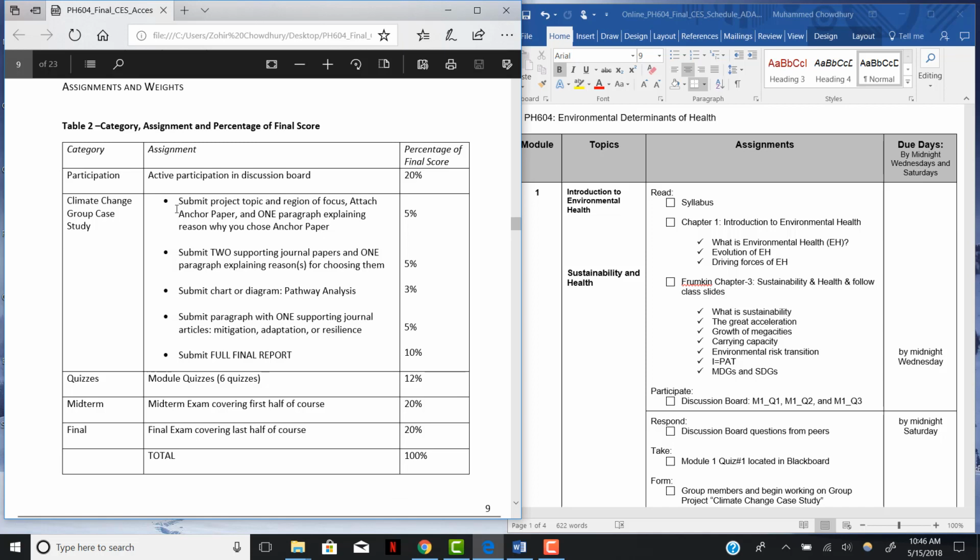Here in the syllabus, you'll see the various items and grading percentages. So your participation in the discussion board is extremely important. It'll be about 20% of your grade.